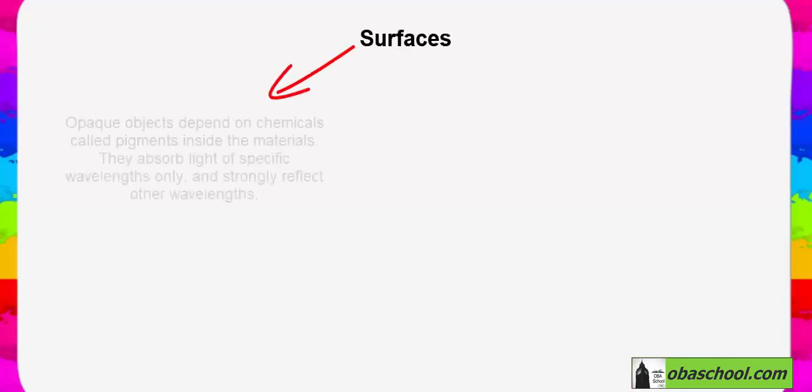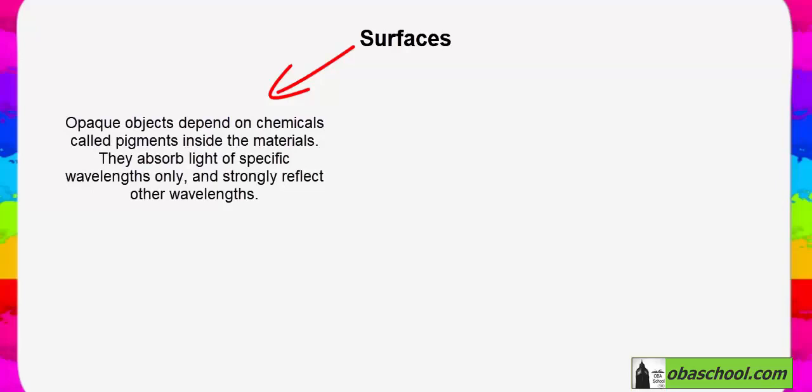We've talked about the sources. What about the surfaces? Opaque objects, that are non-transparent objects, depend on chemicals called pigments inside the materials. They absorb light of specific wavelengths only and strongly reflect other wavelengths.